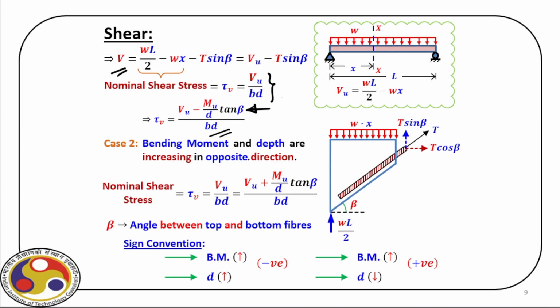Now, if we have a reverse situation where bending moment and depth are increasing in the opposite direction, then obviously if we follow the same procedure, what we'll have is actually a positive sign.